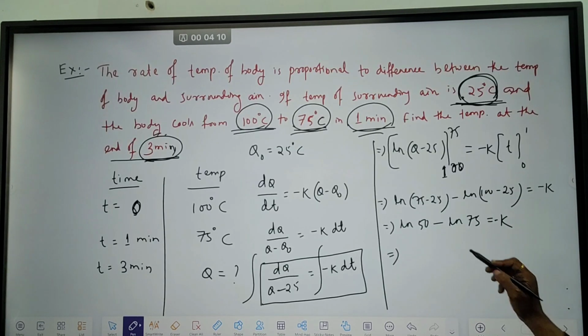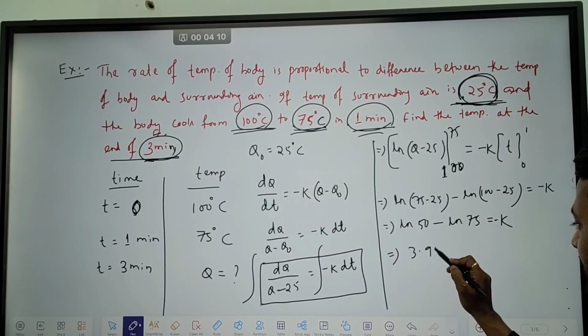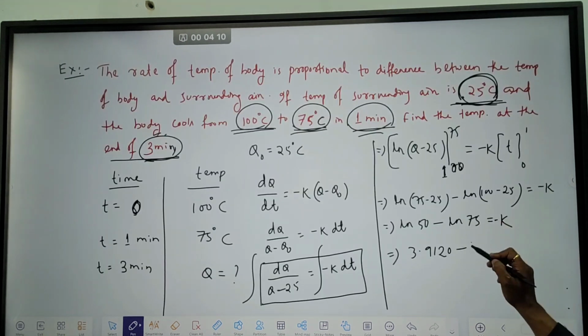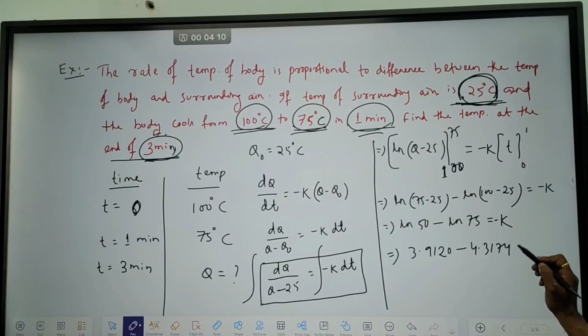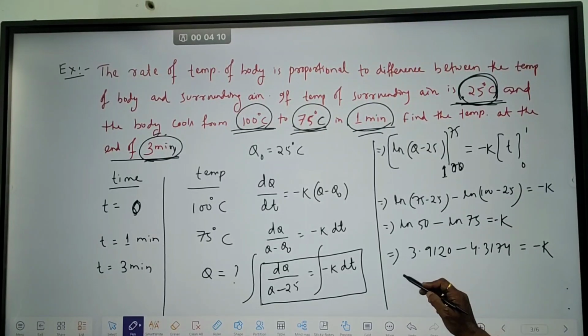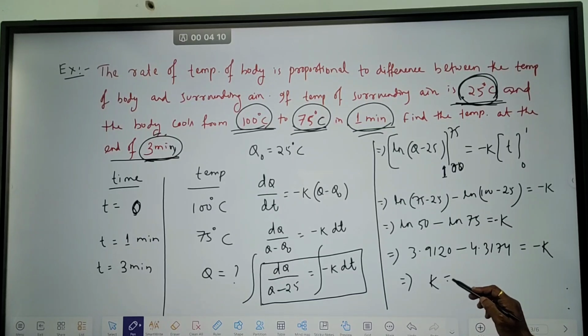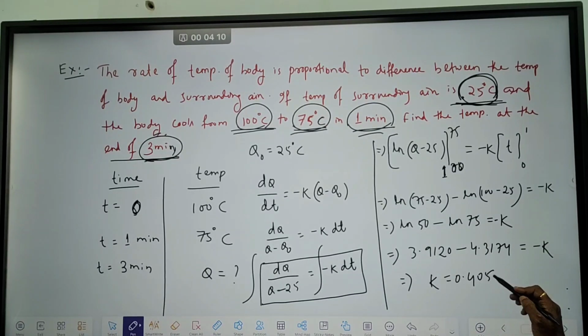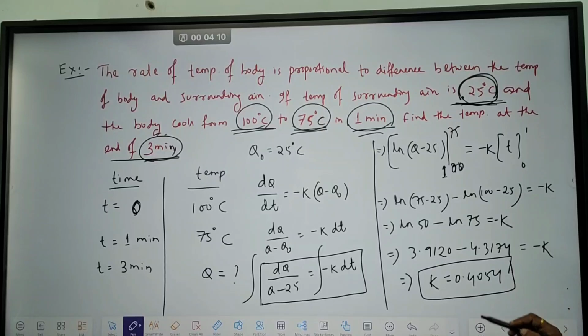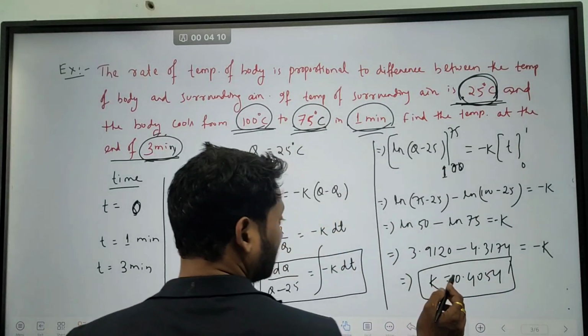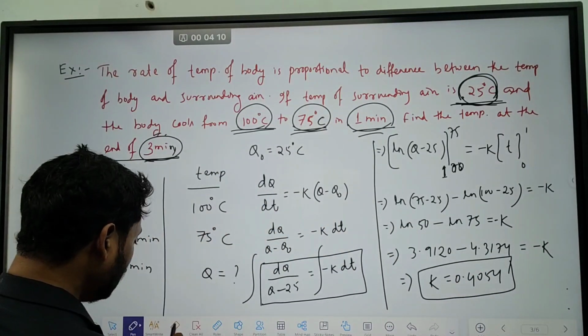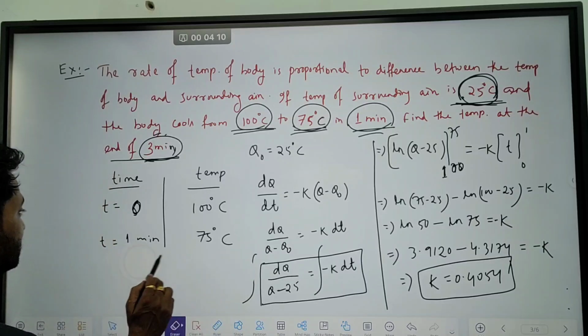Already I think I have mentioned, what is the value of ln 50? 3.9120. 3.9120 minus ln 75, whose value is 4.3174, equal to minus of k. Understood? So if it is minus of k, k will be coming 0.4054. Okay, so k is coming 0.4054.